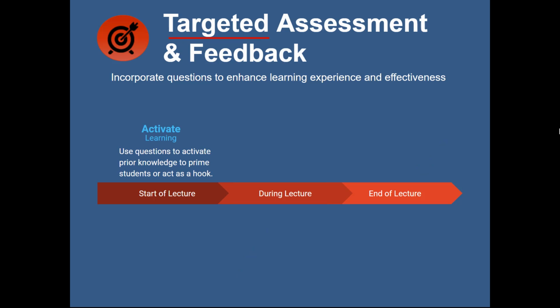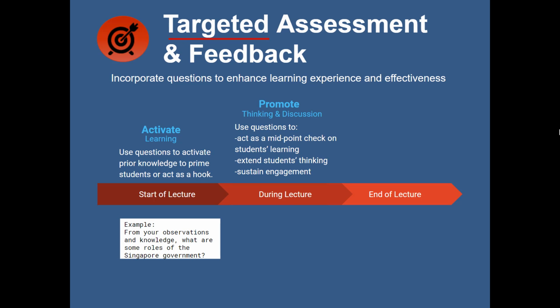Using questions at the beginning of the lecture is useful to activate students' learning, whether to activate prior knowledge or to act as a hook. So, for example, in GP, a question about the roles of the Singapore government will trigger different perspectives or aspects that will be later covered in the lecture.